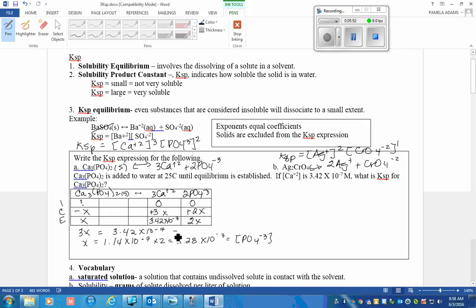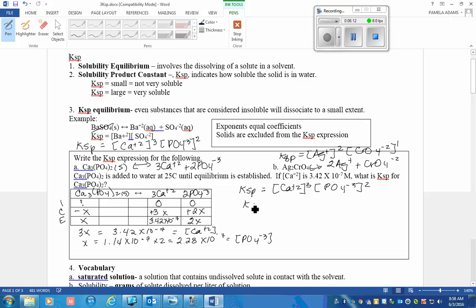This is my calcium ion concentration. I can then put it into my law of mass action, my KSP expression. We recall that we defined that a little earlier, and it looked like this.